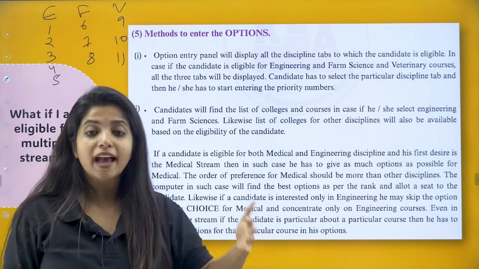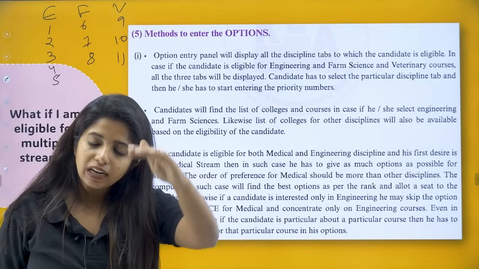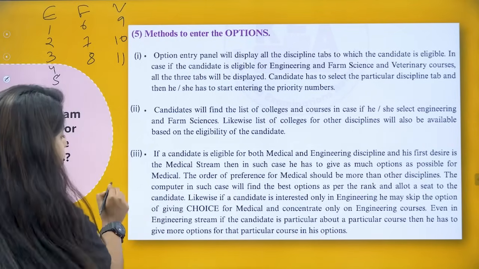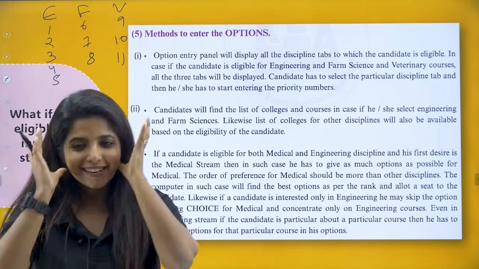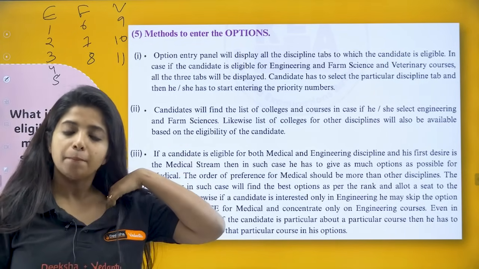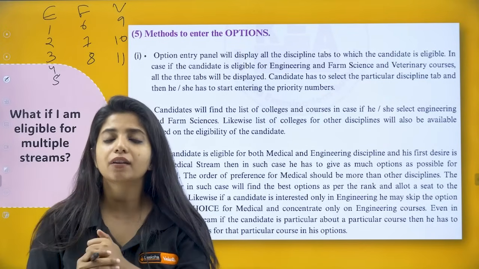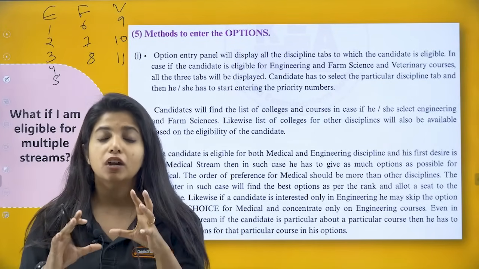Suppose you are not eligible and you want the college list, you will not get it. Only for children who are eligible for the courses, they will get the college list. Now, a very important thing for medical aspirants out there. If a candidate is eligible for both medical and engineering disciplines, but his or her first desire is to get into medical college, then what should your priority option entry look like?